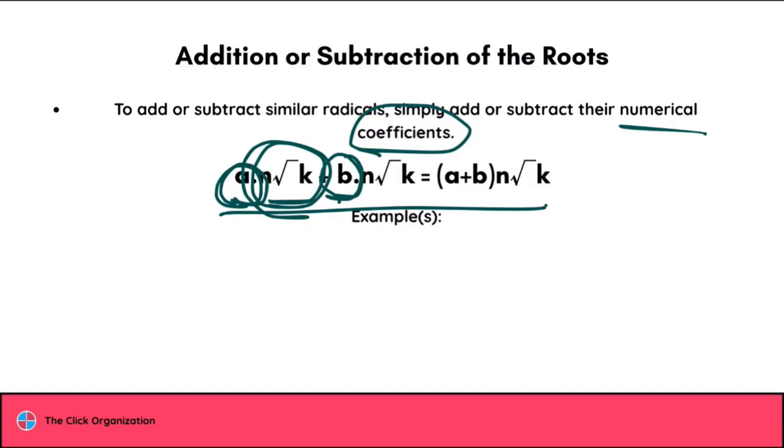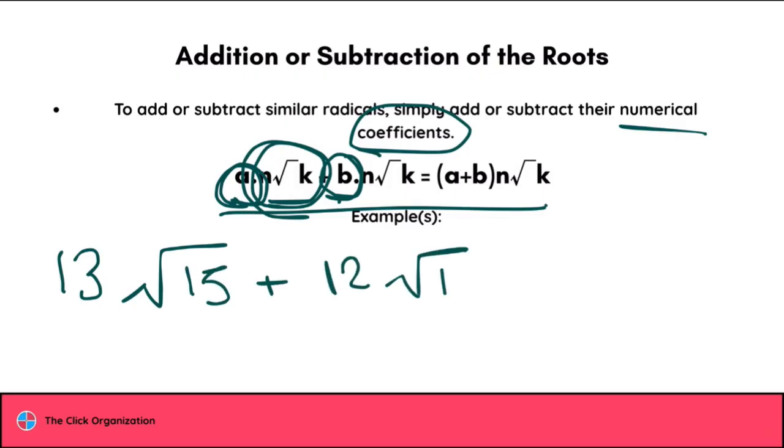Let's go and do an example. So I have, for example, 13 times the second root of 15 plus 12 times the second root of 15 minus 10 times the second root of 15. Let's see where this goes.